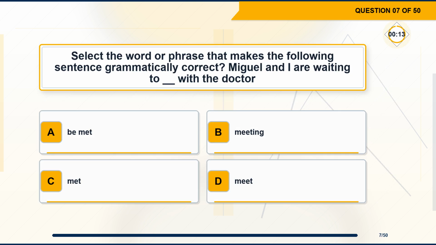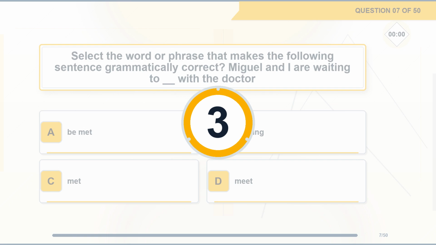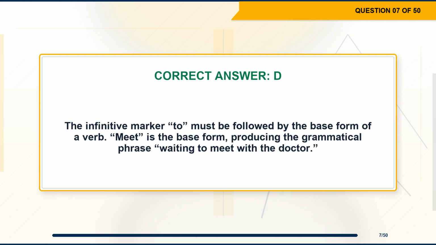Question 7. Select the word or phrase that makes the following sentence grammatically correct. Miguel and I are waiting to blank with the doctor. Option A, be met. Option B, meeting. Option C, met. Option D, meet. The correct answer is option D, meet. Explanation. The infinitive marker to must be followed by the base form of a verb. Meet is the base form, producing the grammatical phrase waiting to meet with the doctor.